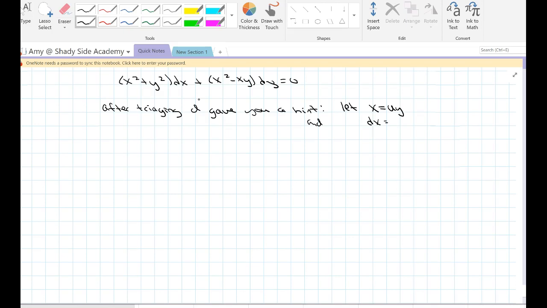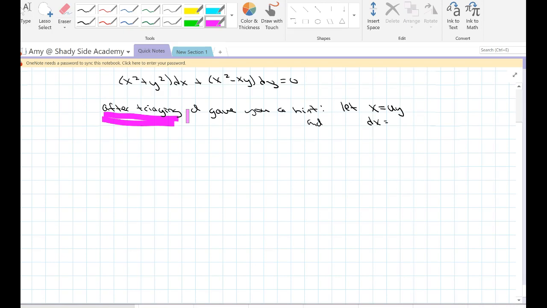Okay, the point here is I gave you this DiffyQ, and the most important point is we triaged first. You saw if it was separable, no. You saw if it was in standard form, no. You saw if this was exact, no. We tried to make it exact and saw that the integrating factors were just going to be arduous. And the question is, then how do you deal with DiffyQs like this?